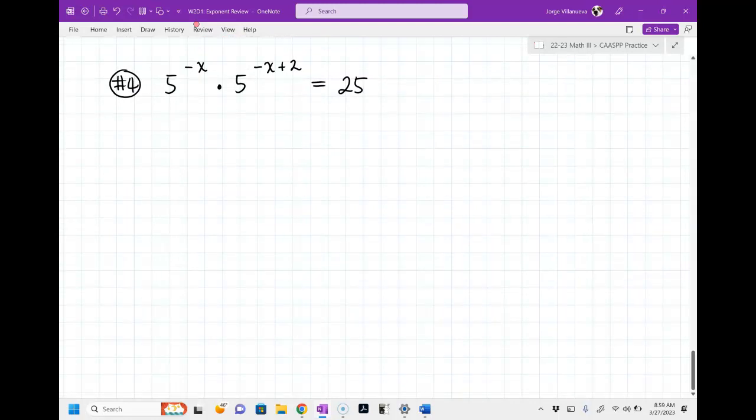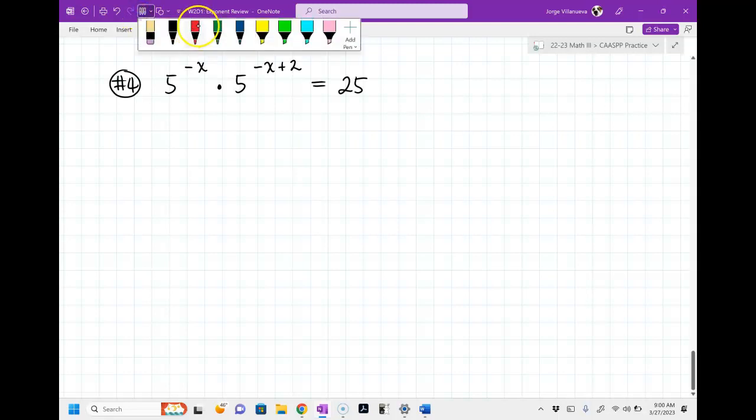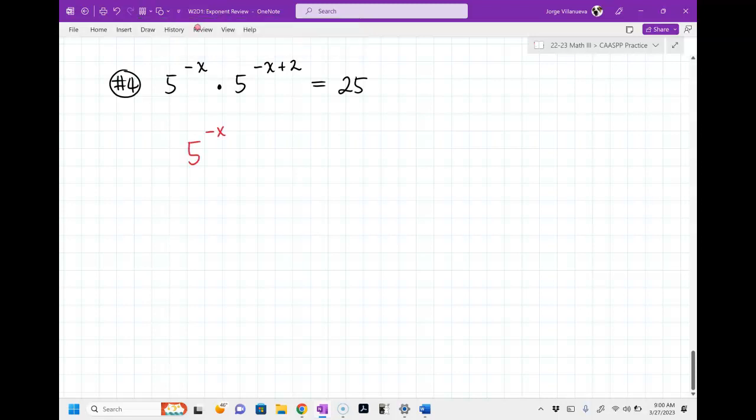Okay, 5 to the negative x times 5 to the negative x plus 2 is equal to 25. Now, as you guys can see, bases of 5, base of 25, not going to match up. But I can write 25 as a 5, right? 5 to the power of 2. Yeah, 5 squared, right? And the two 5s on the left side, I'm going to have to add their powers because they are the same base. We're multiplying them, so we're supposed to add their powers. So here we go. Let's make those match up. So I got 5 to the negative x plus negative x plus 2 is equal to 5 squared.